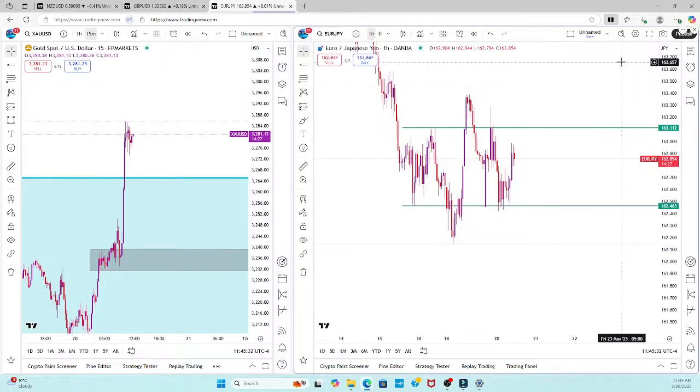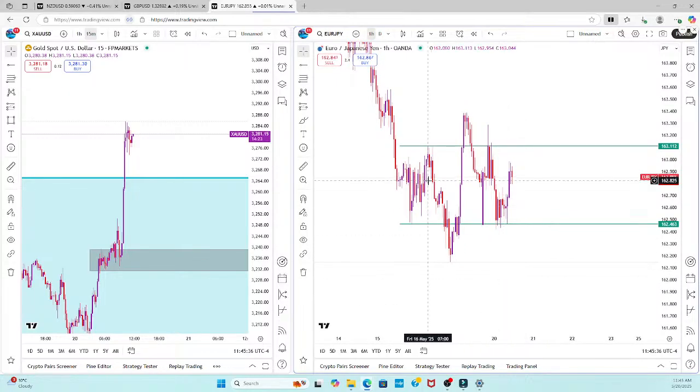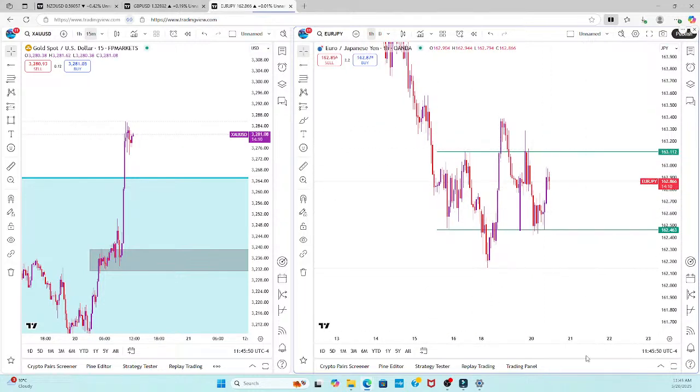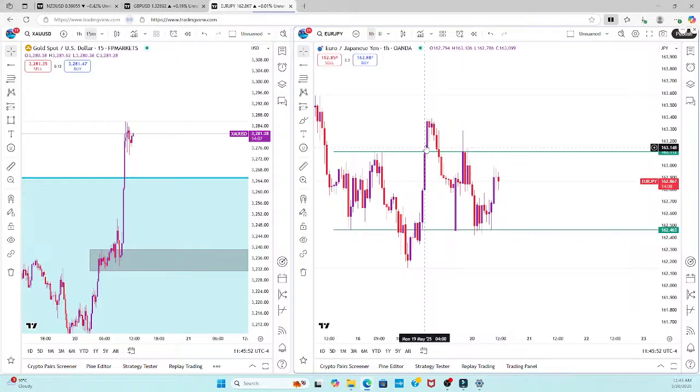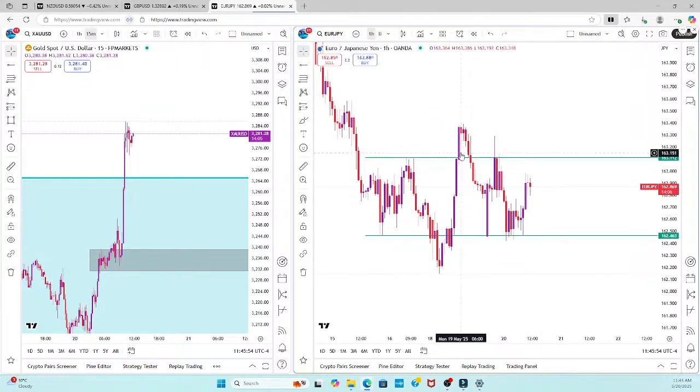Okay, so what has happened so far? Price of Euro JPY basically came to the lower high, and guess what? It actually broke above it. Okay, we got a break. The price actually closed a bullish candle above this lower high. Now this is a signal for a possible buy.